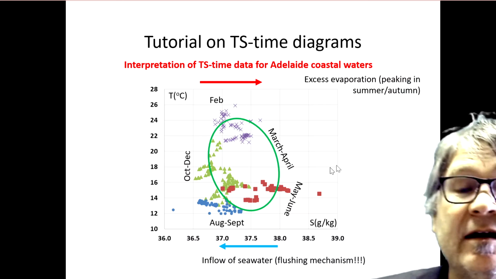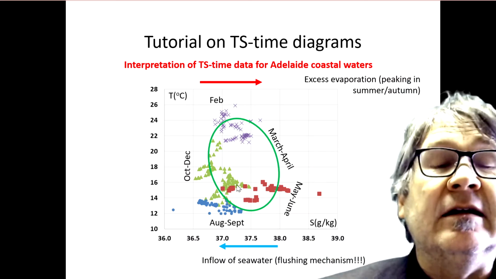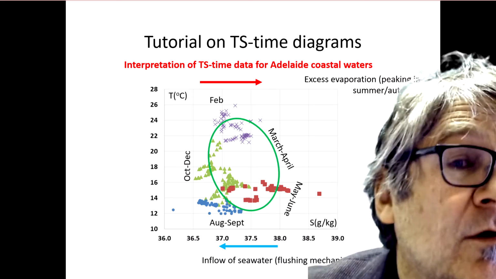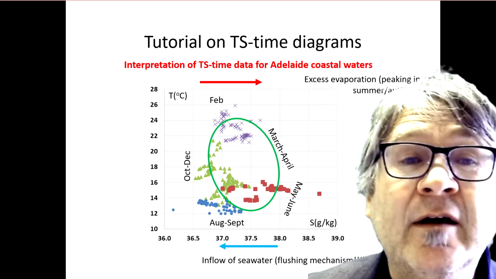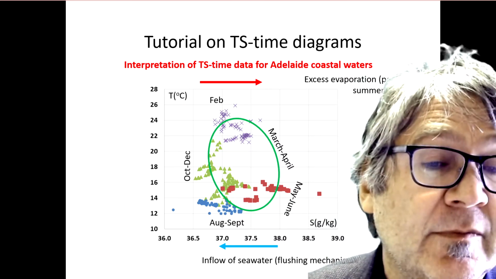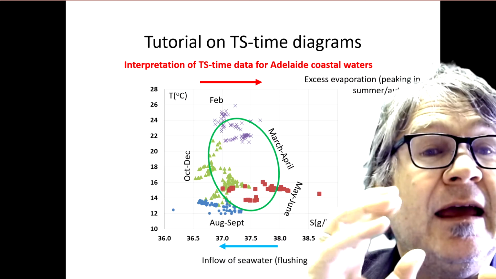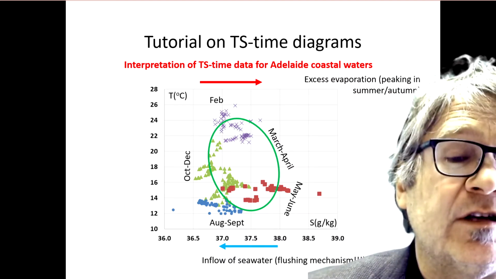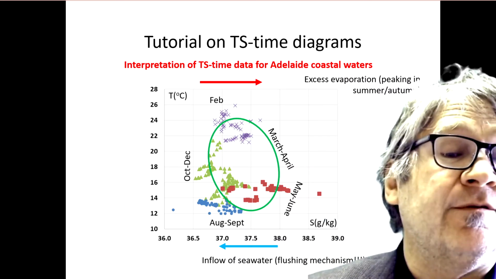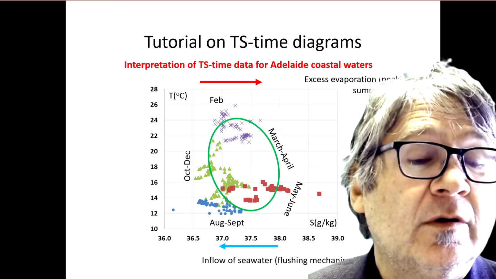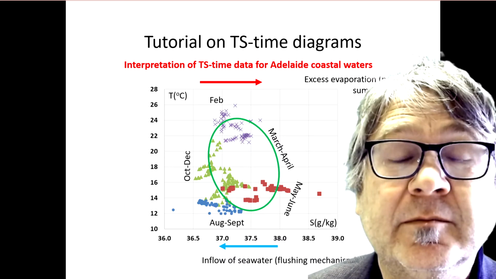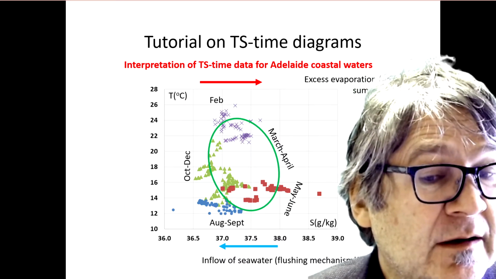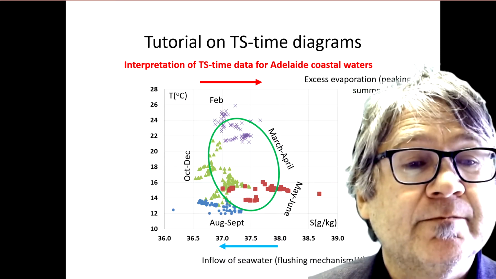Okay, so when you see that, a closed cycle in a semi-enclosed system means that you have a flushing mechanism. And the salinity gives you the clue as to when this flushing occurs. And see, flushing occurs from May to June, August, September. That's the flushing mechanism.